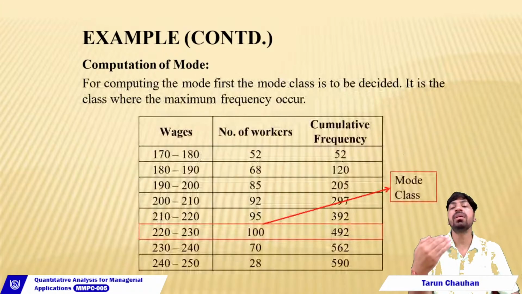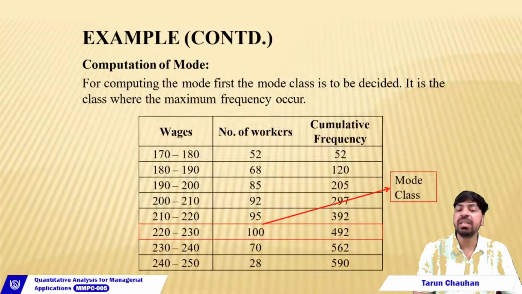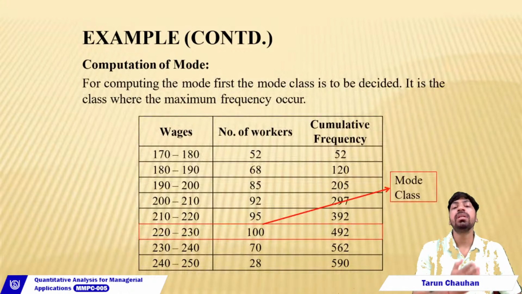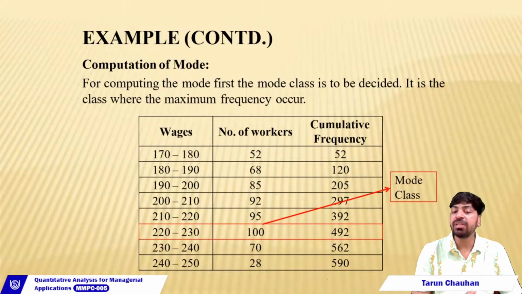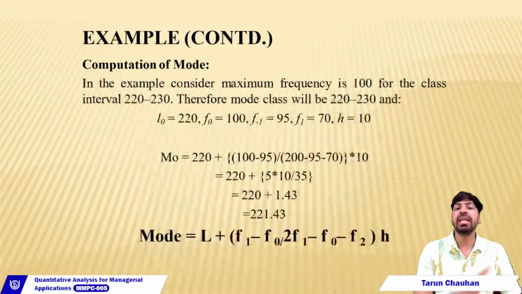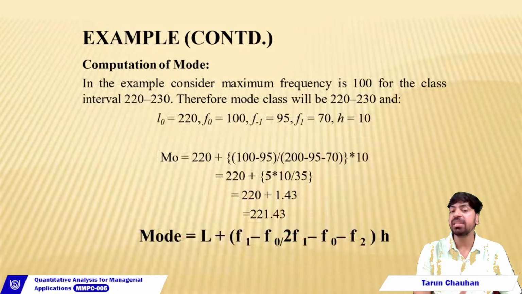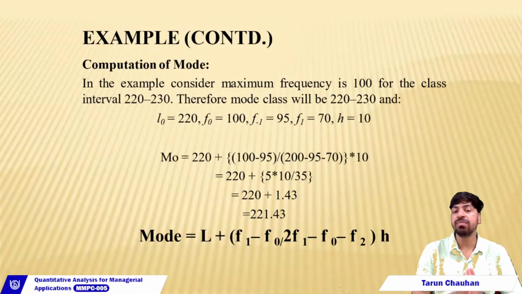F1 is before the mode class. F1 is a frequency before the mode class, and F0 is the frequency after the mode class. So it's written F0 is the frequency which is the highest frequency, F1 is called the frequency before the mode class, and F2 is after the mode class. So once you get the values put into the formula, you will get the value of mode.